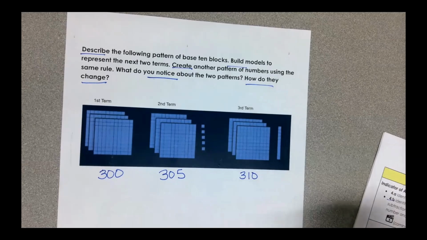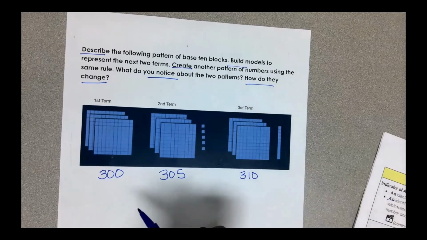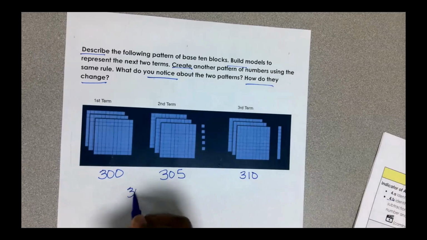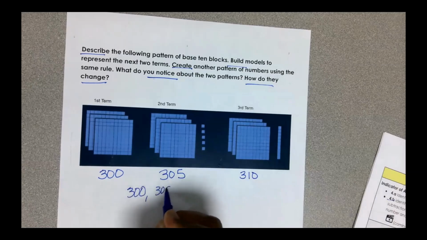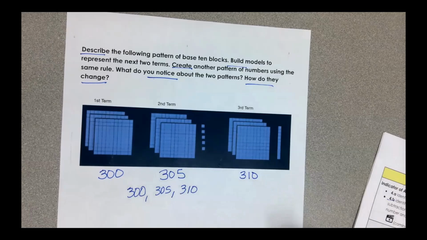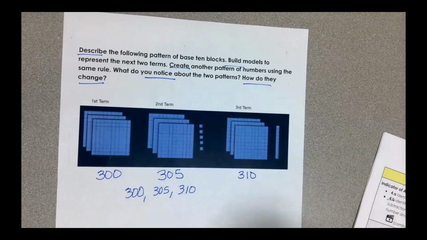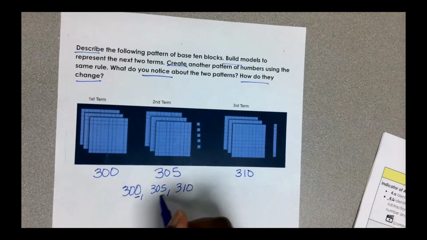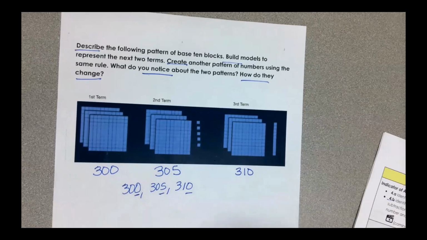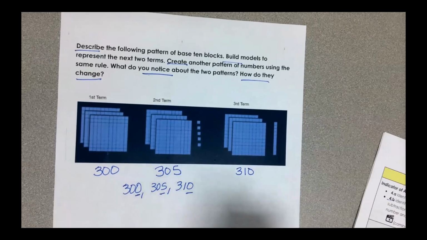I think I'm ready to identify the pattern. So the pattern here was 300, 305, 310. I noticed that in the ones place, the digits are alternating between 0 and 5. I want to describe the pattern by saying that a value of 5 is added on for each subsequent term. So now I've identified and described the pattern. Next, I will use that information to extend the pattern.